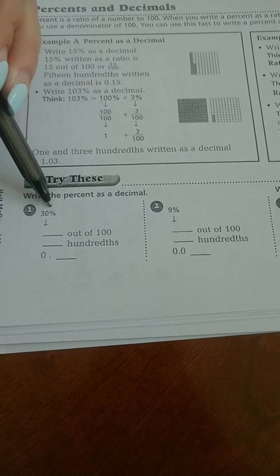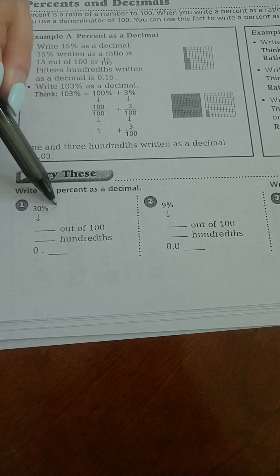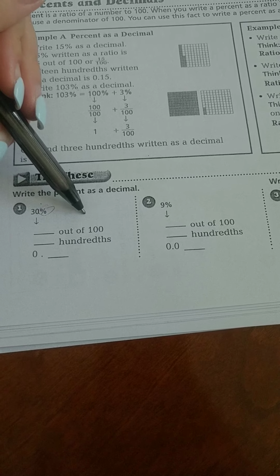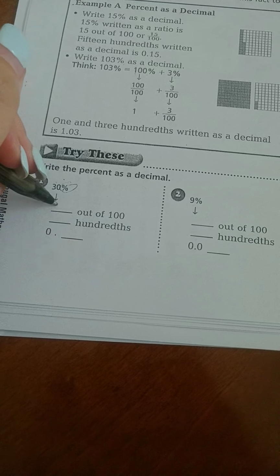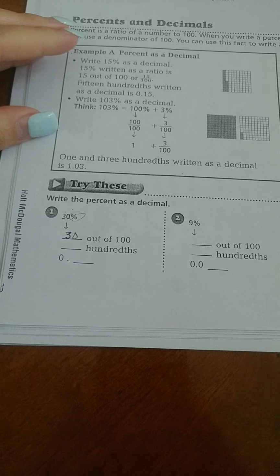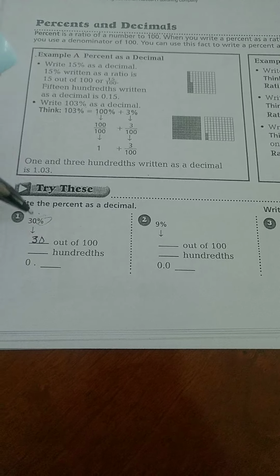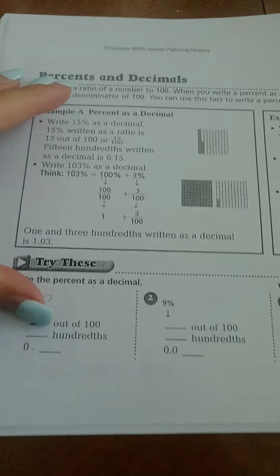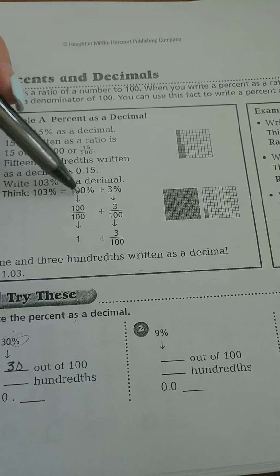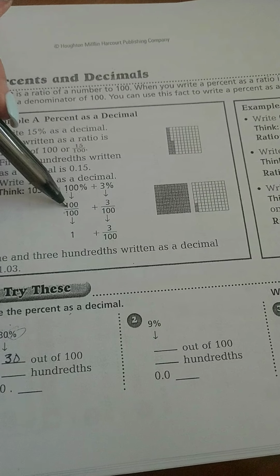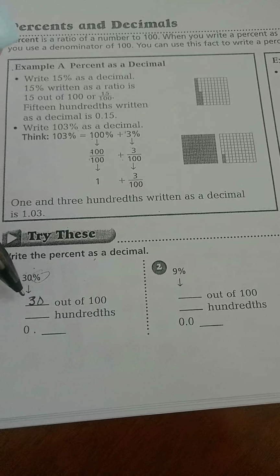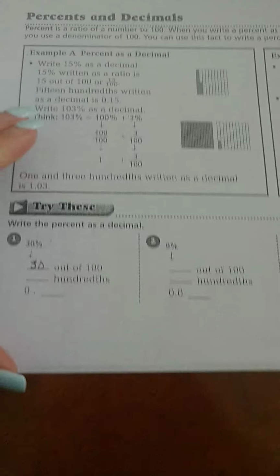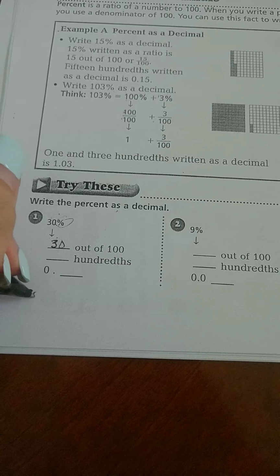So they give us 30%. Well, we know again here percent means out of 100. So what is out of 100? 30. So we're going to write 30. We also need to put this as a decimal. Well, if we take a look up here, we know that percentage is out of 100. Our example is 30 out of 100.